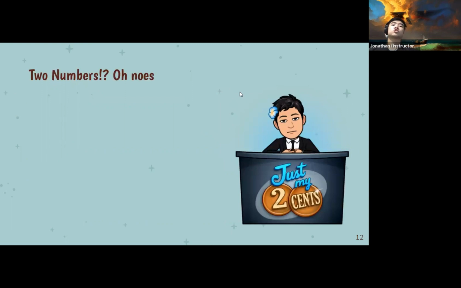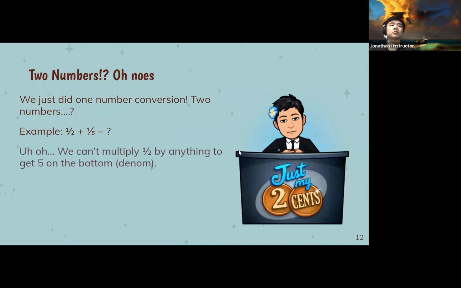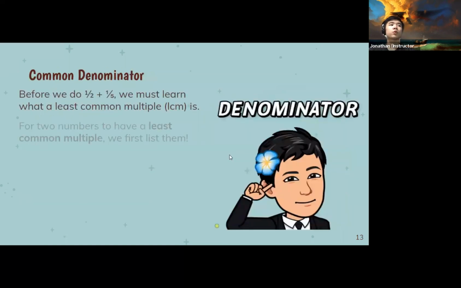So what about two different numbers, for example 1/2 plus 1/5? If you think really hard, you cannot multiply 2 times a number to get 5, right? And you can't multiply 5 times a number to get 2. So you have to do something different. So what can we do? Before we do that, we have to learn what a least common multiple is.